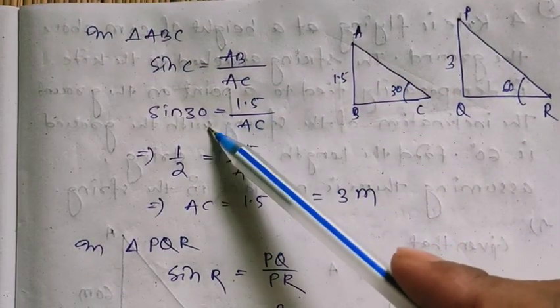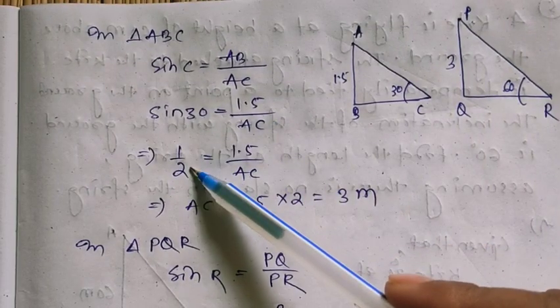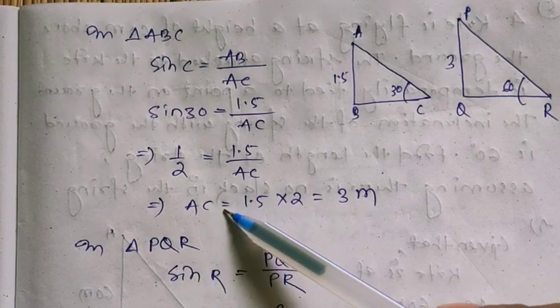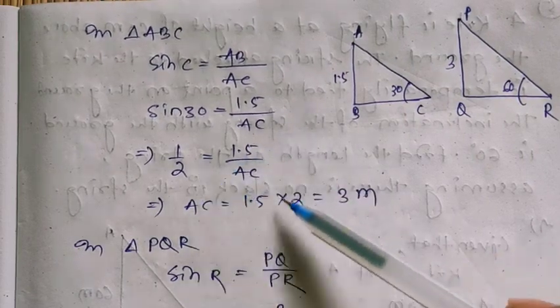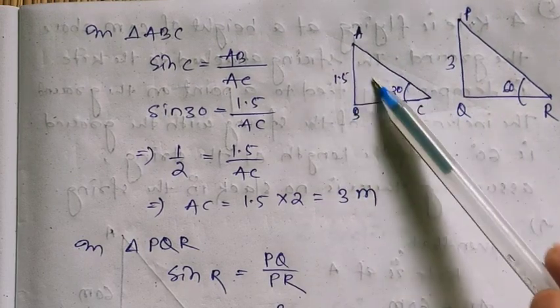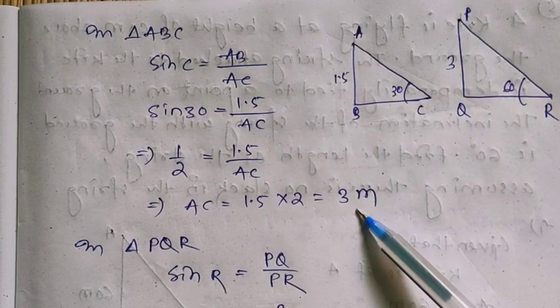That means sin 30 is equal to 1.5 by AC. This implies sin 30 is equal to 1 by 2, which is equal to 1.5 by AC. This implies AC is equal to 1.5 into 2, that is 3 meter. So we have found the first length of slide, that is 3 meter.